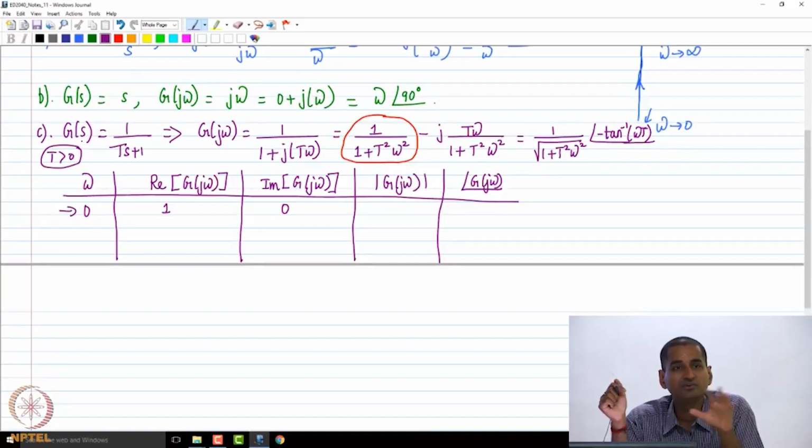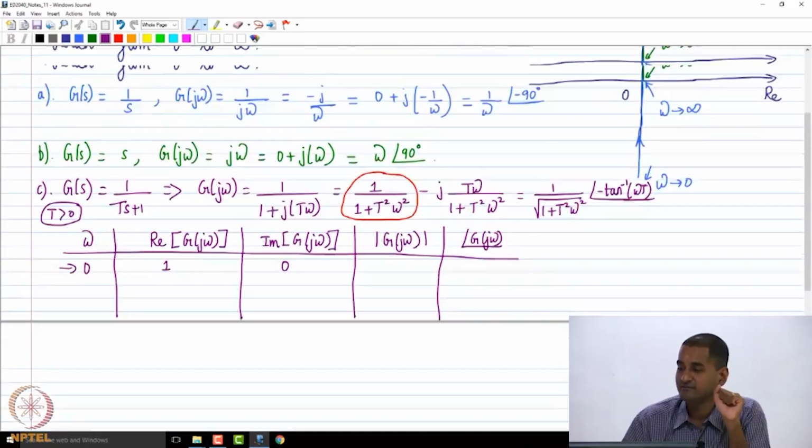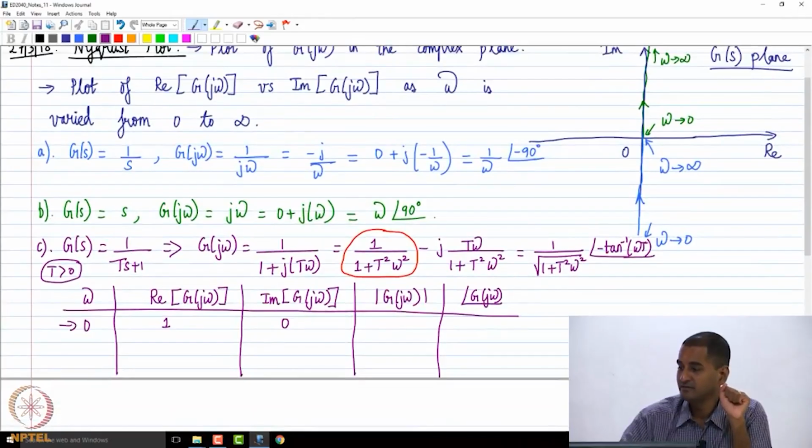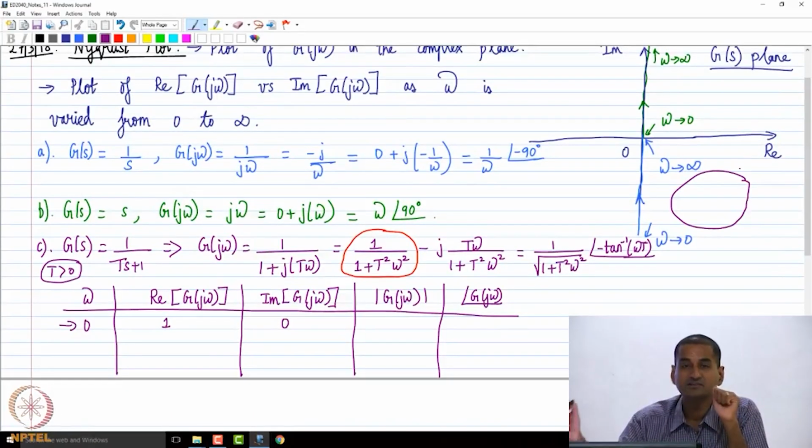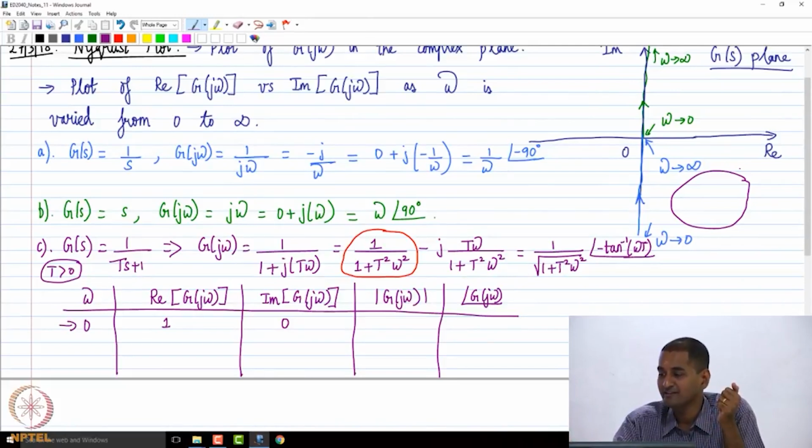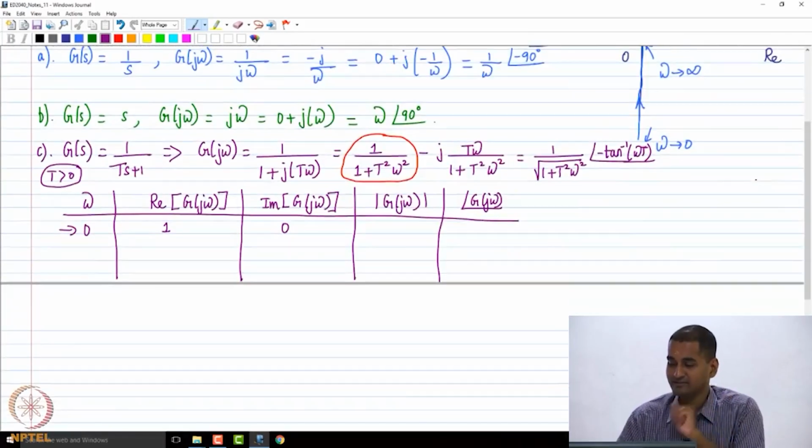So, which quadrant do you think the Nyquist plot of this factor would lie in, in the complex plane? In this quadrant, all right. What is this quadrant called? 1, 2, 3 or 4? Fourth quadrant, right. So, essentially you will see that the Nyquist plot will lie in this quadrant. So, that is what will happen.